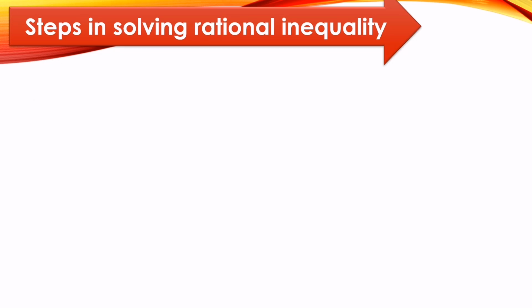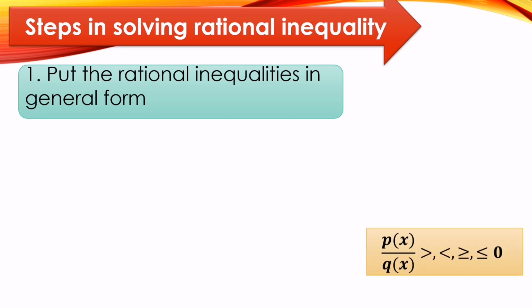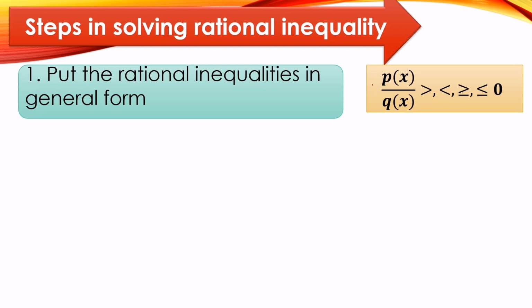We have steps in solving a rational inequality. Step number 1, put the rational inequality in general form. What is the general form of the rational inequality? The general form is P of x over Q of x is greater than, or less than, or greater than or equal to, or less than or equal to 0. So this is our general form, always an inequality to 0.